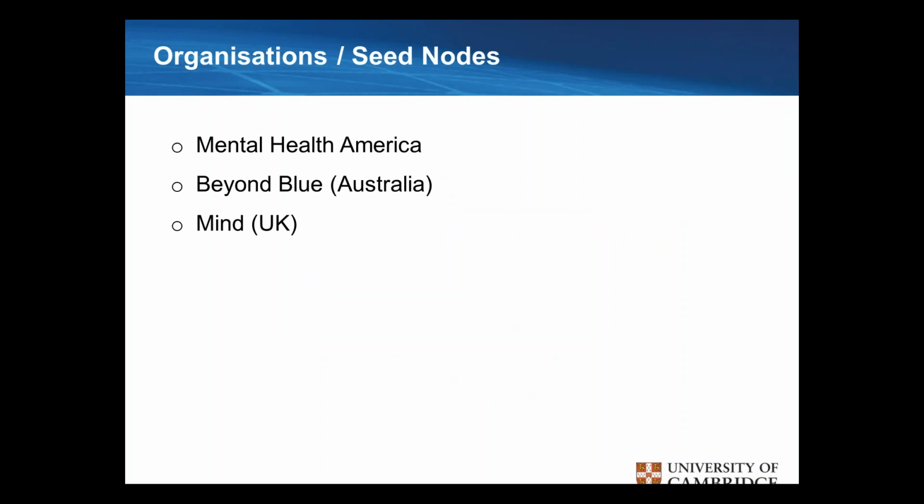The organizations we've started with for our analysis and our data collection, I should say, or the seed nodes, are Mental Health America in the US, of course, Beyond Blue in Australia, and Mind in the UK. These are organizations that focus their efforts on promoting mental health awareness, promoting causes around getting donations for mental health, promoting new mental health initiatives, helping with the rollout of government mental health initiatives, this sort of thing.